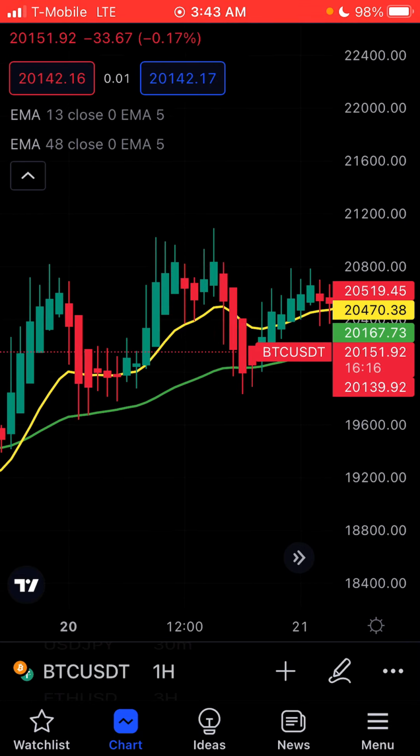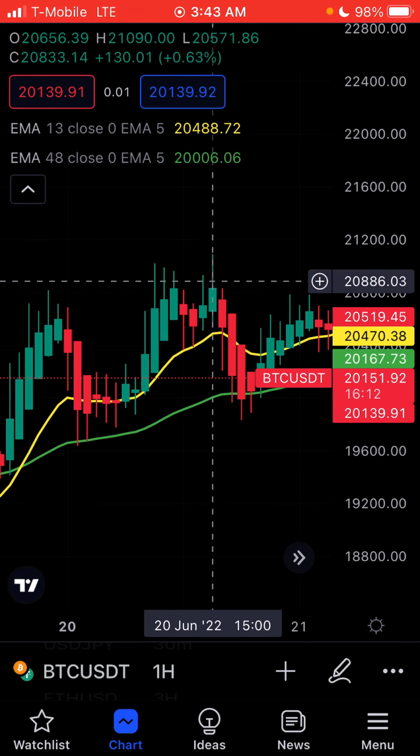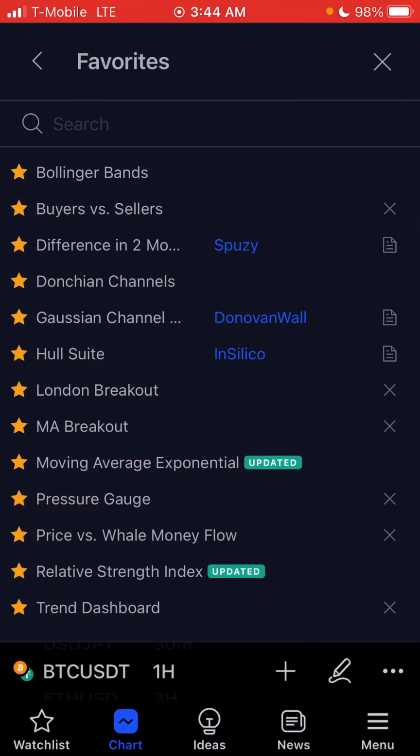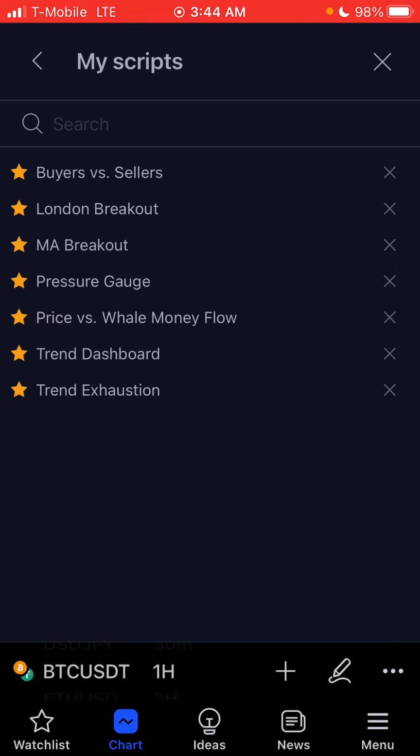Because right here, how would you know when the market is going to start going down? There's no indication of when to start selling. You could look at this candle and say, hey, it's going to keep going up. But no, you will have no idea of knowing when it's going to start going back down. So that's when I use the third indicator, which is a paid indicator. I've talked about it previously. It is called the trend exhaustion.